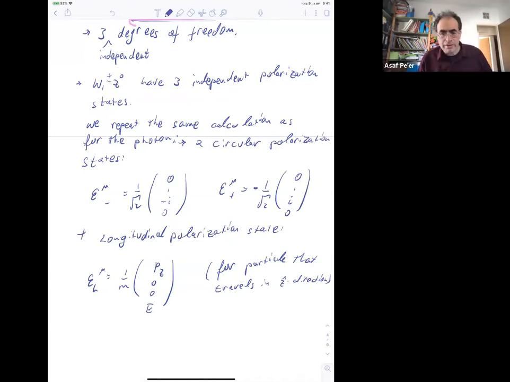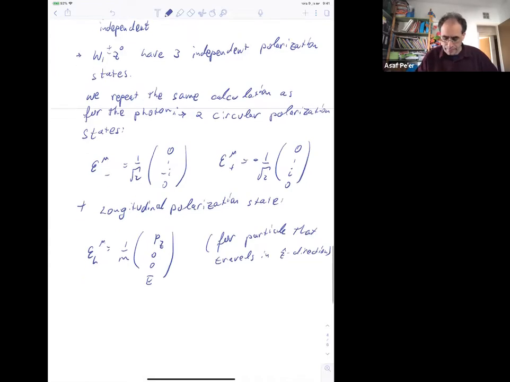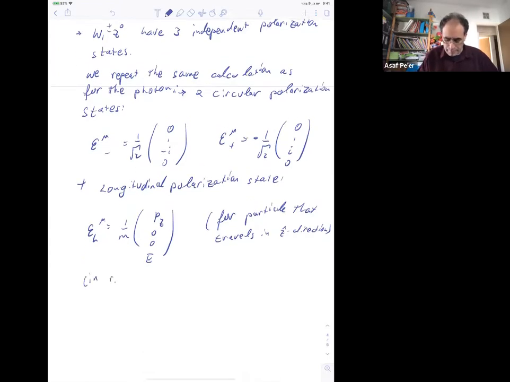Of course, the normalization of 1 over m is just to ensure that when we go to the rest frame, then the longitudinal polarization in the rest frame is just (0, 0, 0, 1). Okay, so that's a small extension to what we did with the photon. That's pretty much what I have to say about that. Any questions?